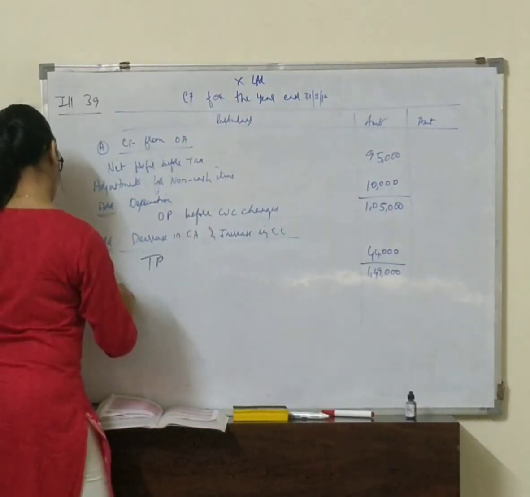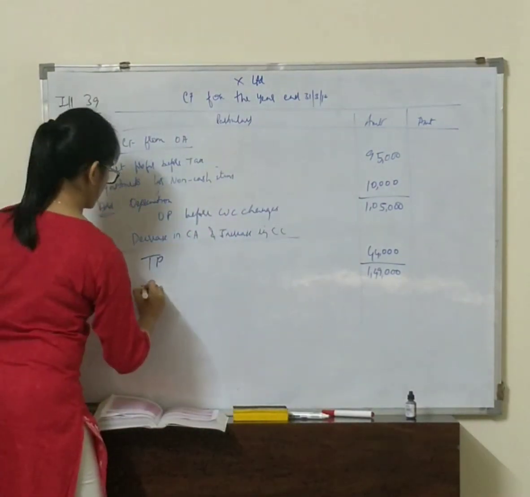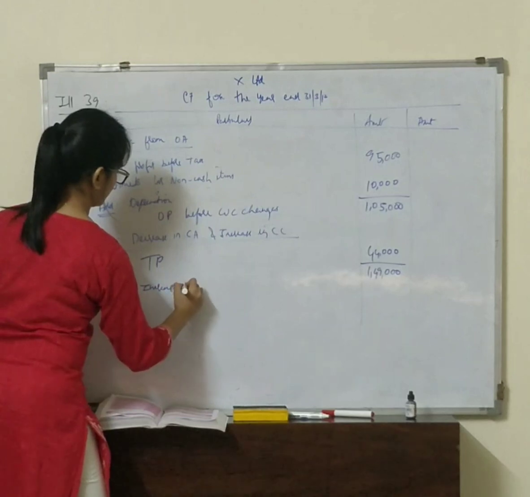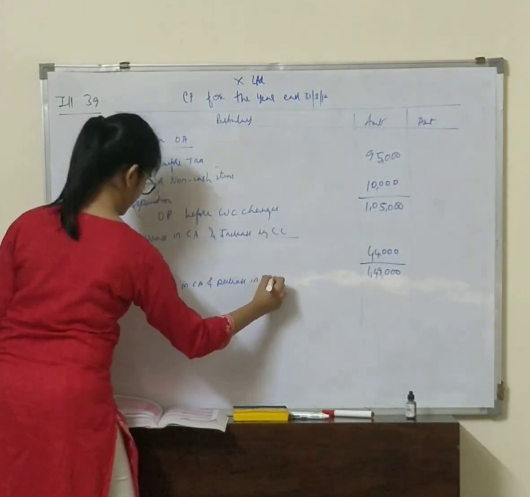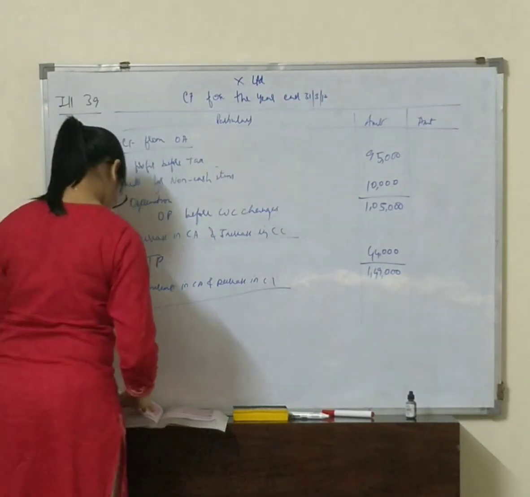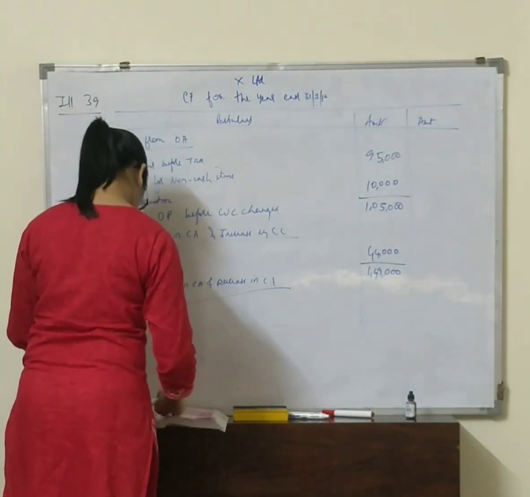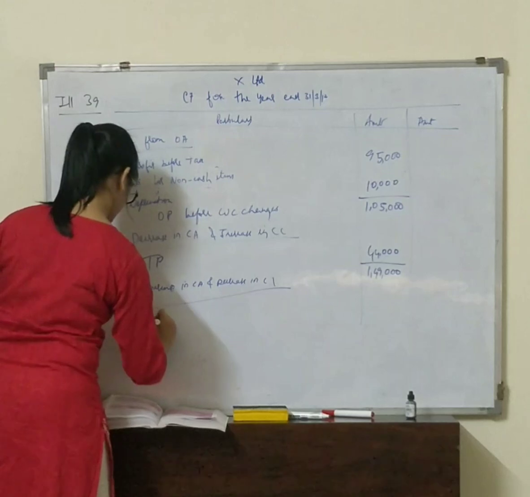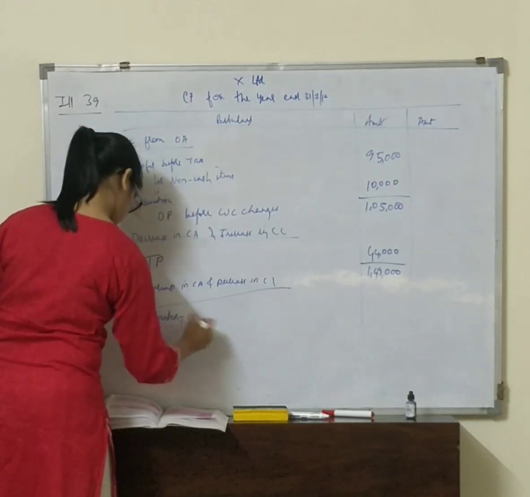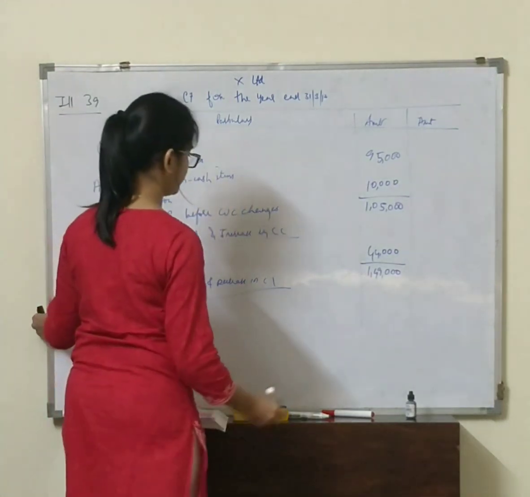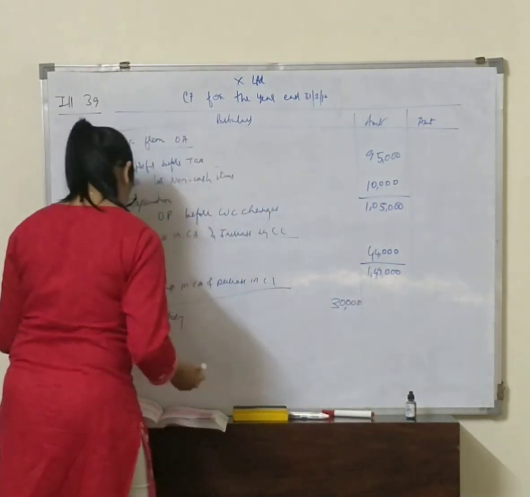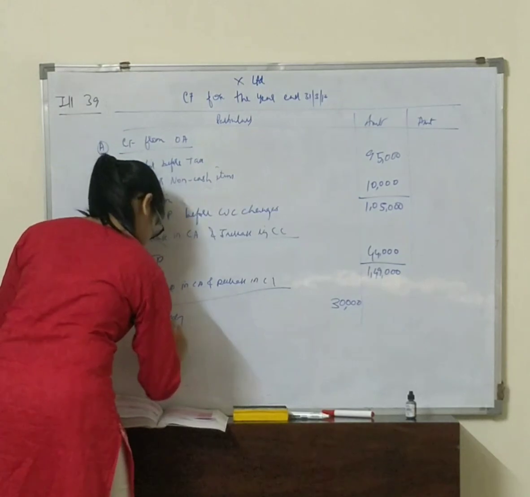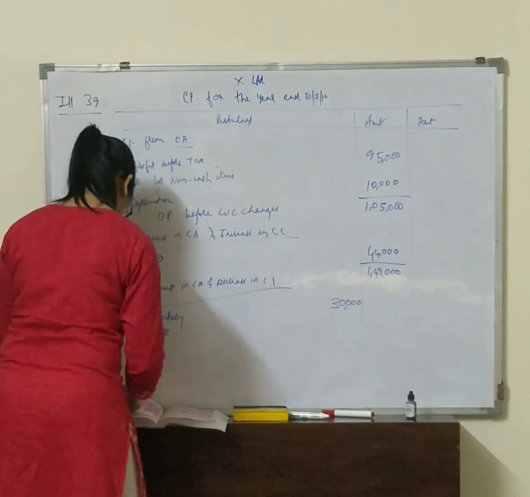1,49,000. Then we deduct the increase in current assets and the decrease in current liabilities. So what is our increase in current assets? We have inventory. Inventory has increased from 60,000 to 90,000, so it is 30,000. Then we have our trade receivables, from 65 it has gone to 97.